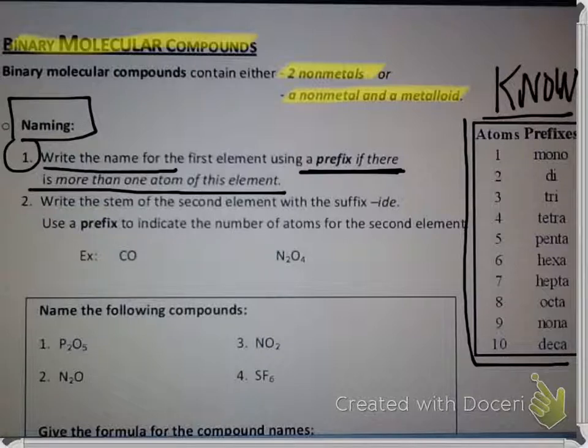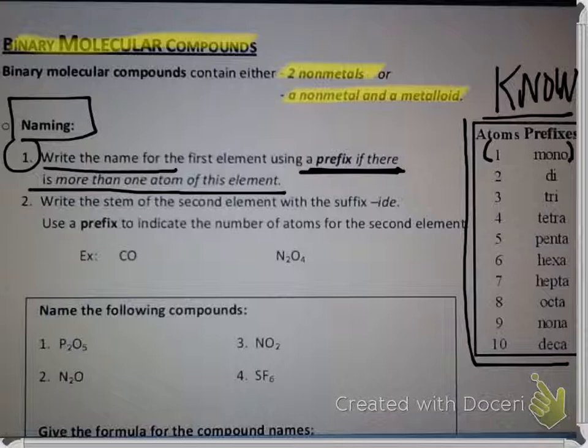If you have one atom, you're going to use the prefix mono. Now, I'm going to put parentheses around this, because for the first element, when you write the name, you're going to use a prefix only if there's more than one of that element. So you'll not use the prefix mono for a first element name. If you only have one of that element, you're just going to name the element. And this will make more sense when we show some examples.